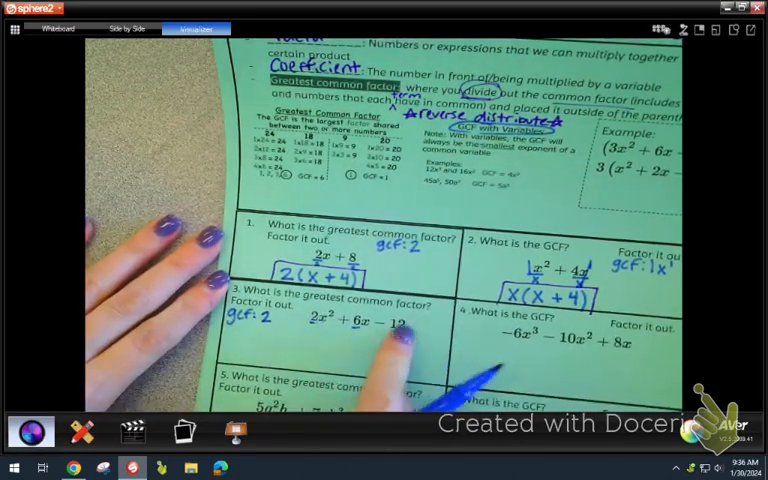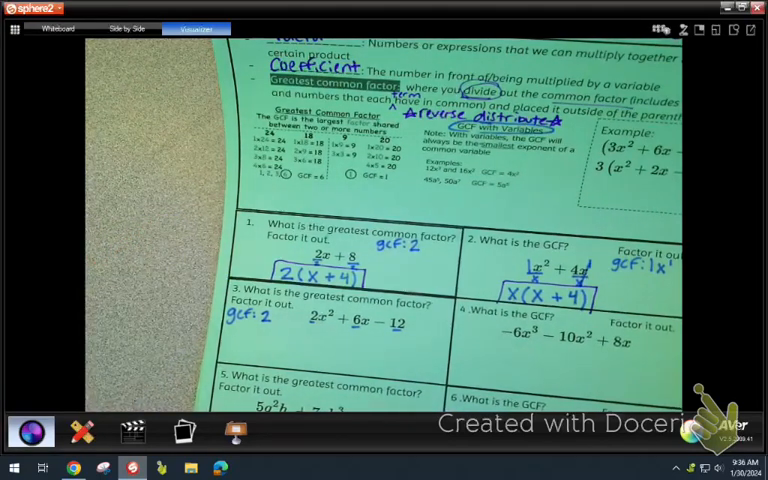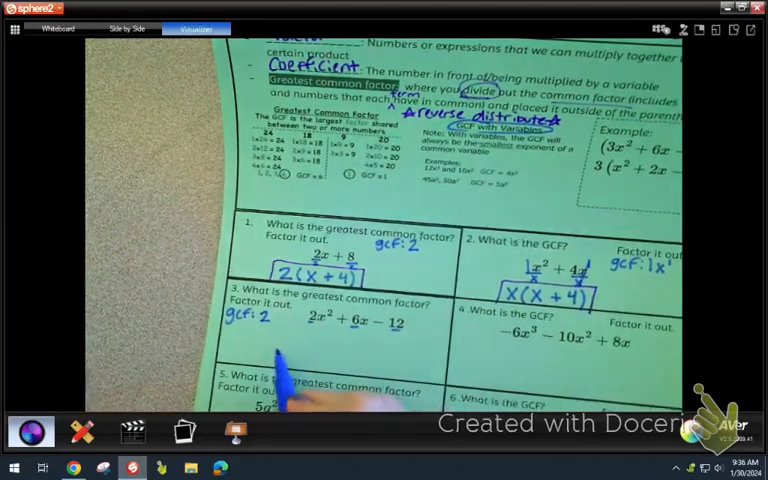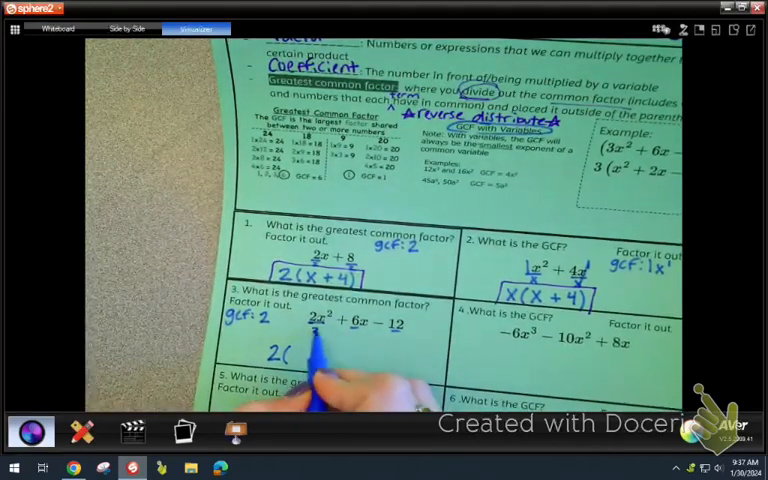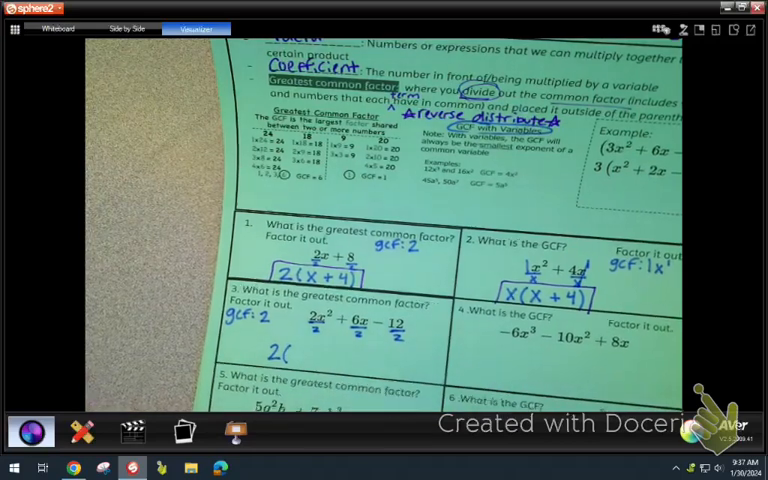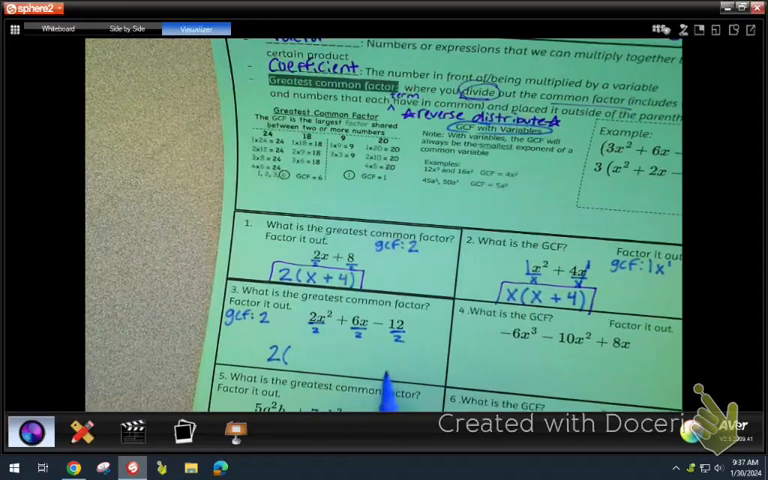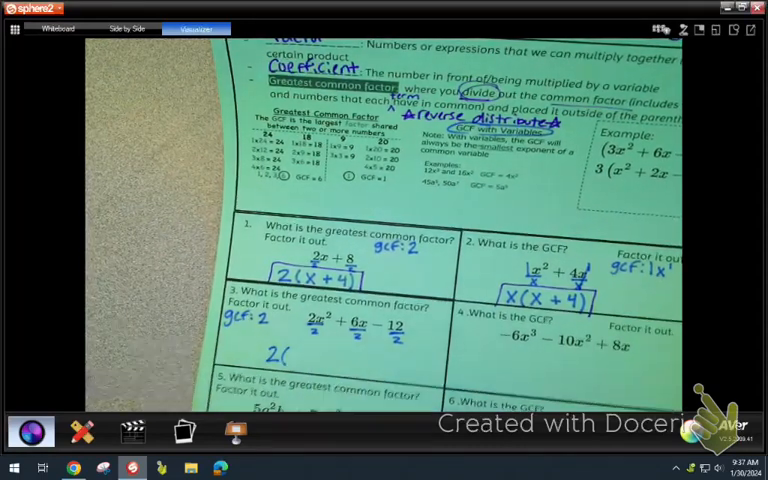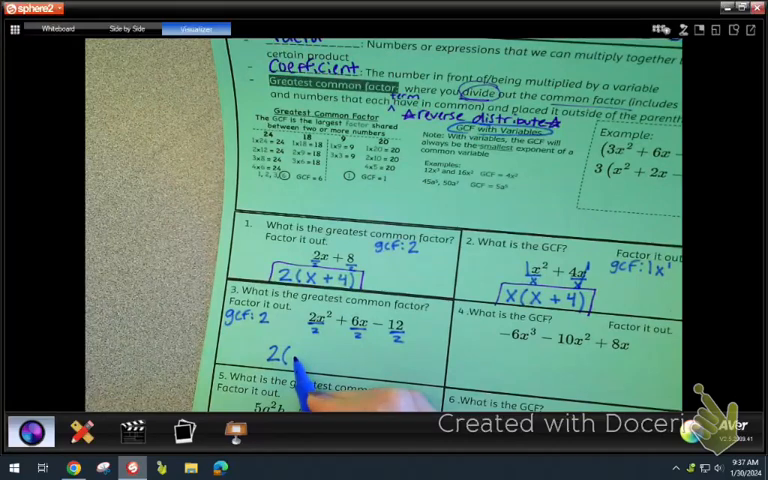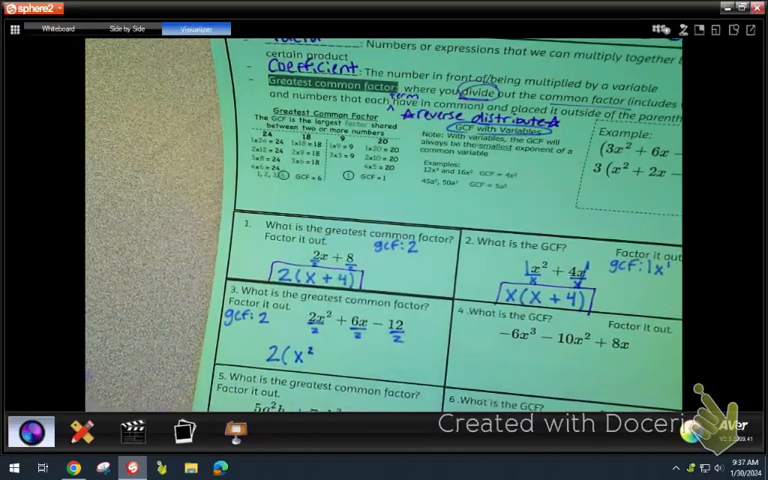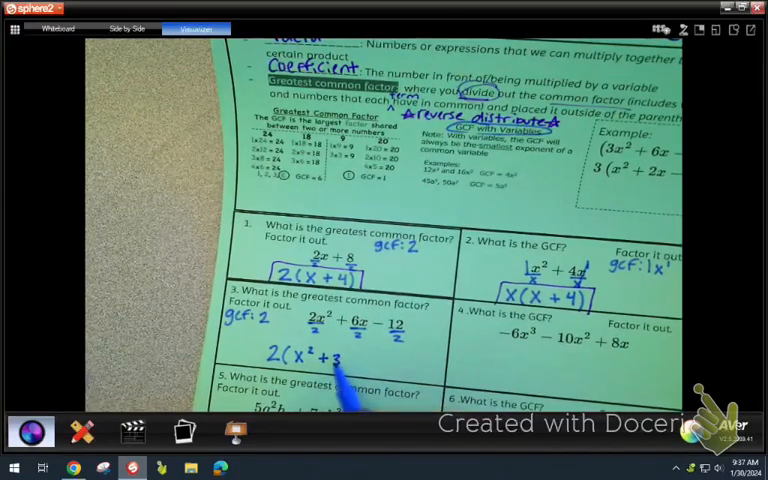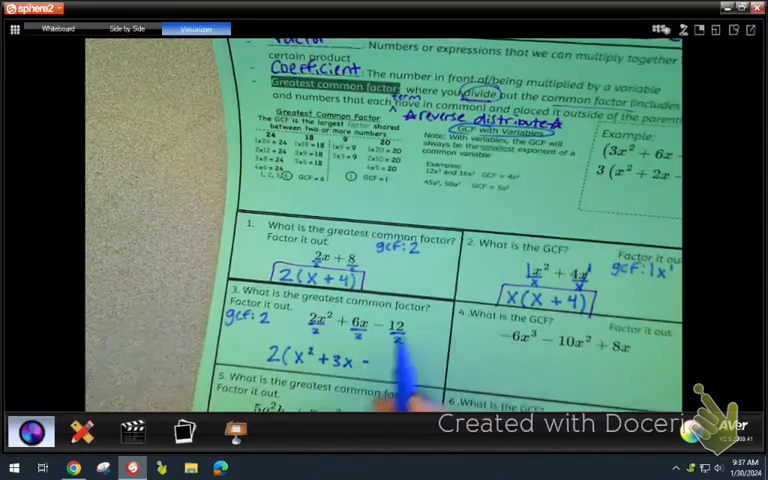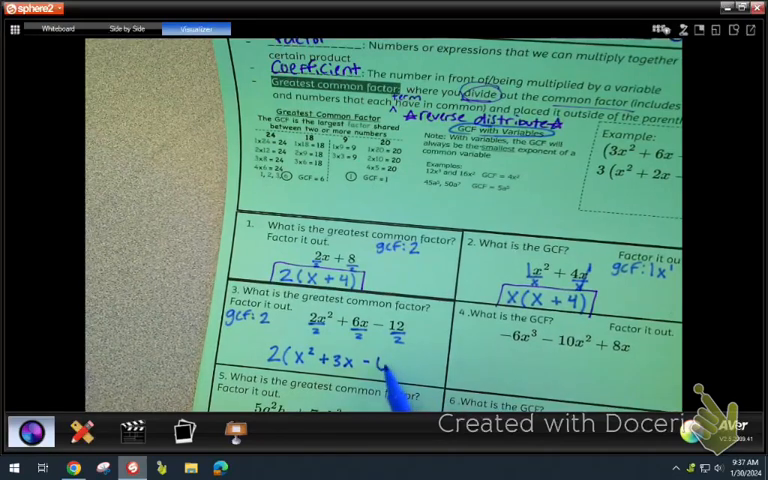Do they all have an X? No. So can I take one out? No. So bring out the 2. You've got a little more space here. Open up a parentheses and just divide all the terms by 2. Okay? And then write what's left over. You should have 3 terms. 2x squared divided by 2 is? X squared. 1x squared. 6x divided by 2 is? 3X. Minus 12 divided by 2 is? Negative 6.